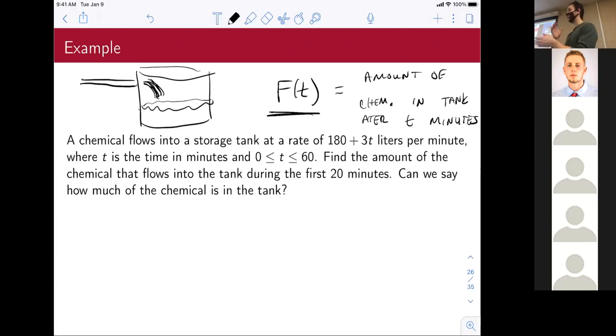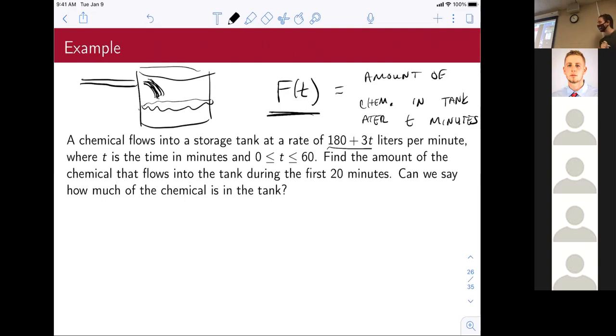Big F is the thing that I'm trying to find the change in, right? So if I want to say how much did big F of t change between t equals 0 and t equals 20, well, what would it be? Don't overthink it. Don't even think of calculus. How much did big F change from t equals 0 to t equals 20? T changed 20, and then how much did big F change in that time? Big F of t. 180 plus 3t? That's the instantaneous change at any time.